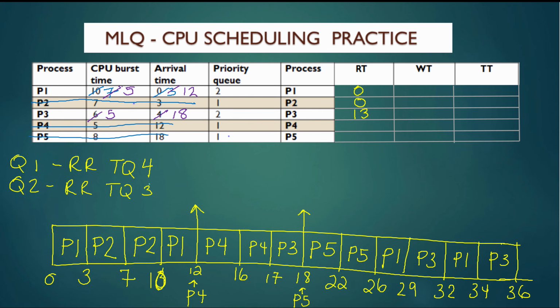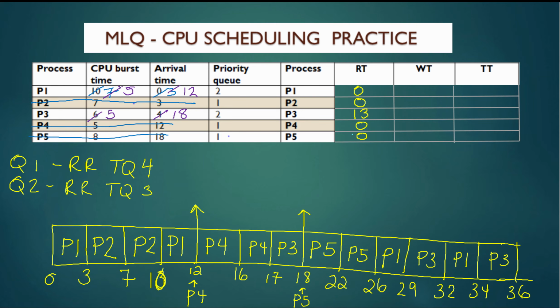P4 arrived at time 12 and had to wait no time. It didn't wait at all because it was a level 1 and preempted, so P4's response time is 0, and P5 also preempted, so P5 has a response time of 0.